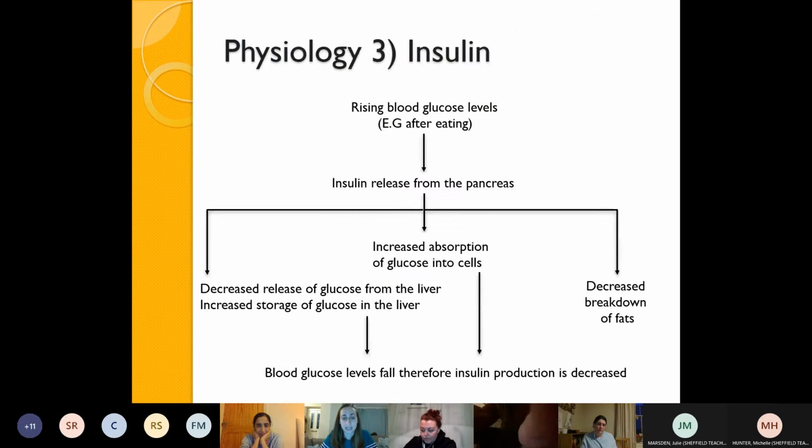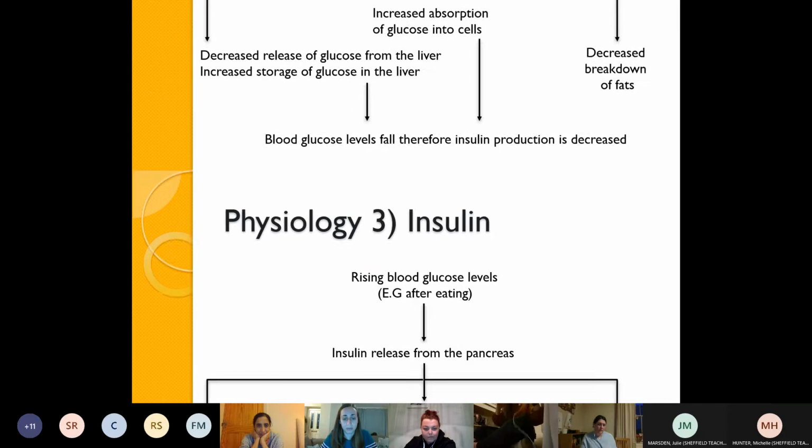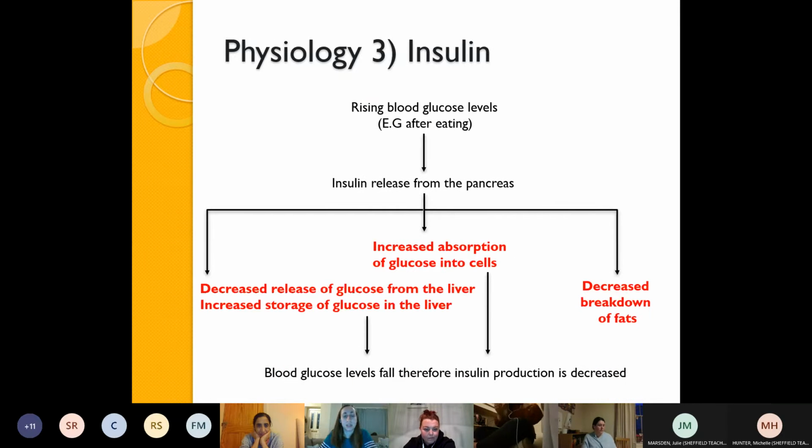A bit of a busy slide now, but essentially the important bits are: when our blood glucose goes up, i.e. glucose within the blood, we get insulin released from the pancreas, and the important bit is the central bit here. The insulin pushes the glucose into the cells, so it stops the blood glucose from going up, it stops that number from rising, and it puts it into the cells where we can actually use it.